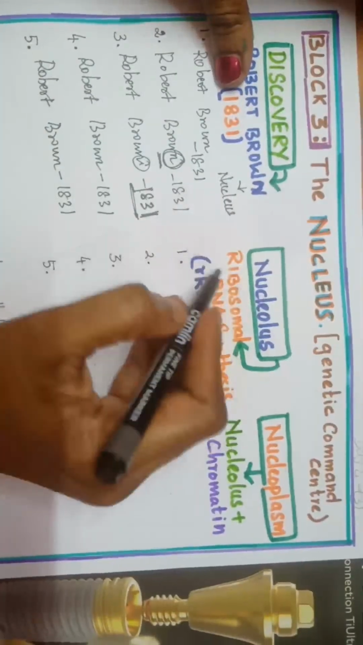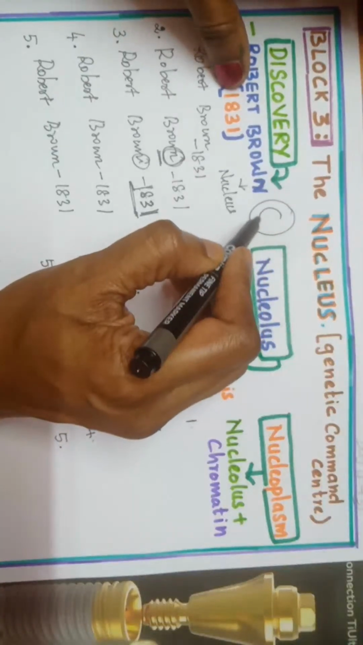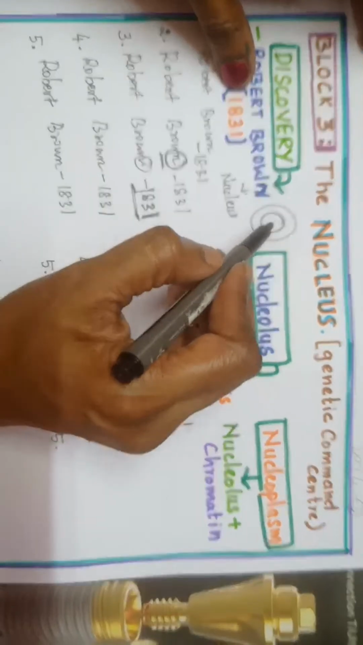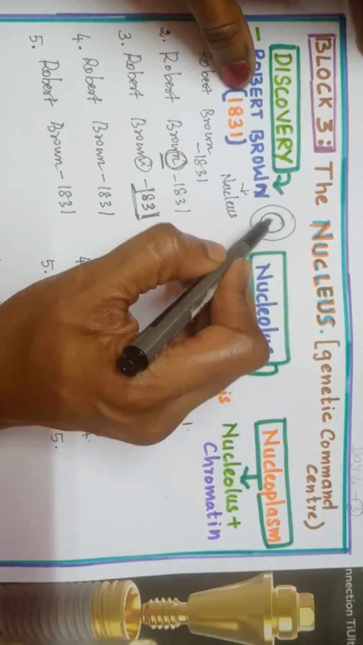Okay, next is nucleus. Where is nucleus? It is inside the cell. You have a cell, and inside the cell, the command center. Like how we have the brain for our body, for a cell, nucleus is the brain. This is nucleus, inside the cell.